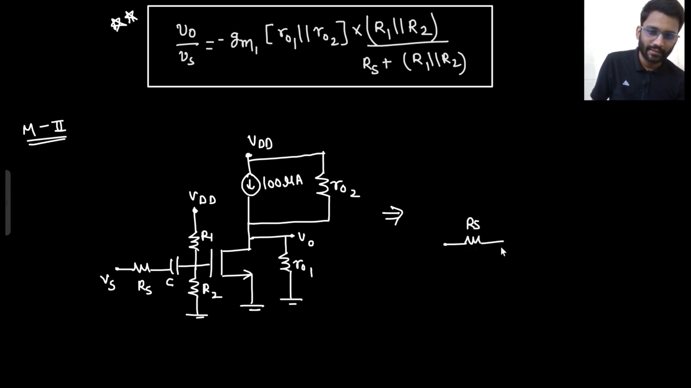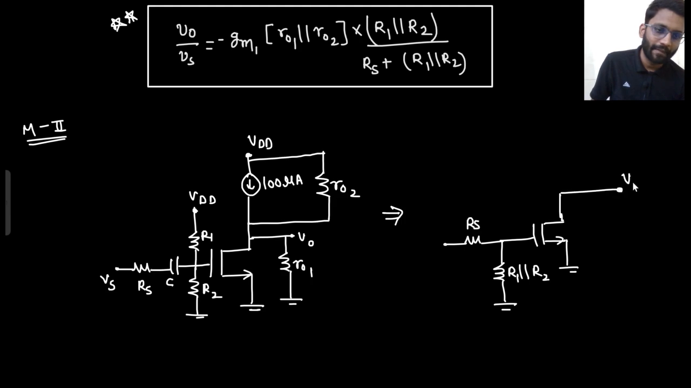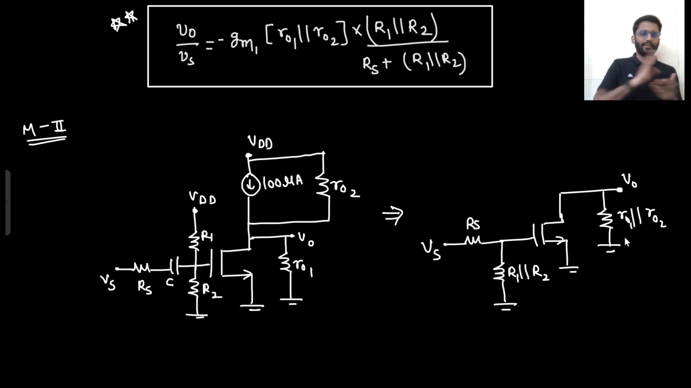This would be Rs, this would be R1 parallel R2, and here you are having this MOS, and from V0 to ground you are having R01 parallel with R02, and this is your Vs. That's it. This was your M1. So this is the small signal analysis. Did you get to know?